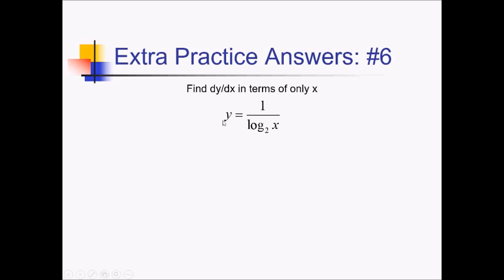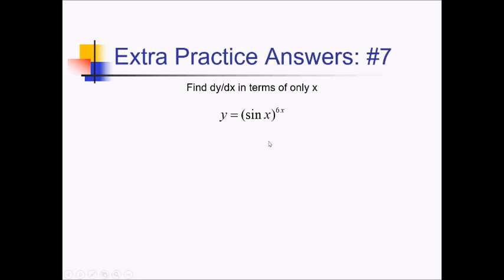On this one, I'm trying to take the derivative of 1 over log base 2 of x. So it'll probably be easier if I rewrite this with a negative exponent. I'm going to call this log base 2 of x, all of that to the negative 1. And now we see that this is actually a chain rule. Our outer function is something to the negative 1 power. So the derivative of that outer function, we're going to have negative 1 times the something to the negative 2. And then we have to multiply by the derivative of the something, the log base 2 of x, which is just 1 over x ln of 2.